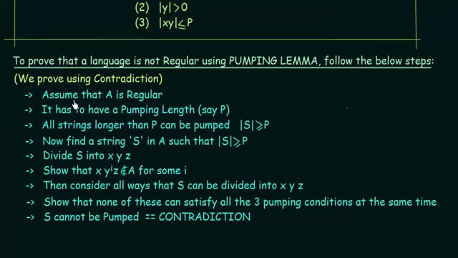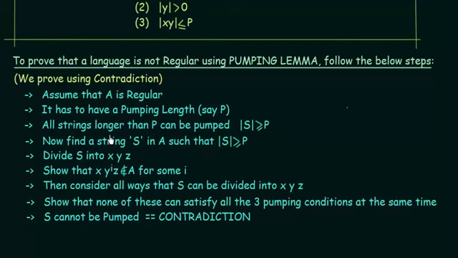Okay, so first of all, let's say that we have a language which we call A, and we are going to prove that A is not regular. For that, since it is going to be proved by contradiction, we first assume that A is regular. After we assume that A is regular, we already read in the statement of pumping lemma that if A is regular, then it has to have a pumping length. So let's say that it has a pumping length and we call it p.